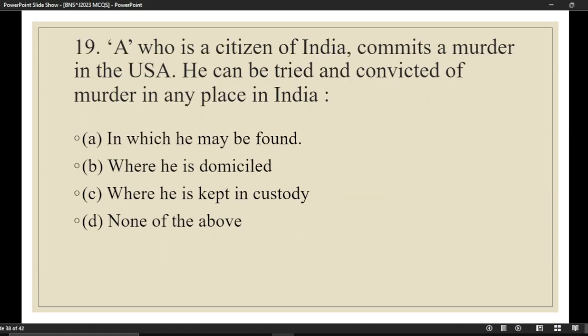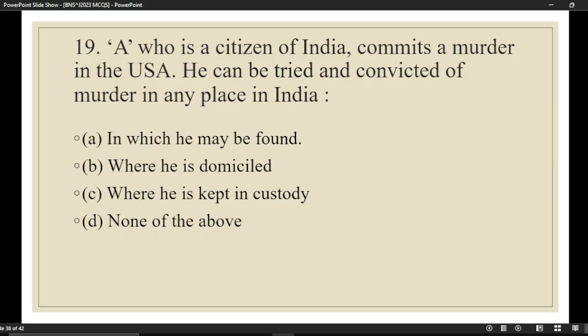The next question is: A, who is a citizen of India, commits a murder in the USA. Okay, a citizen of India has committed murder in the USA. He can be tried and convicted of murder in any place in India. So where can he be tried if we want to convict that person in India? Option A, in which he may be found. So we can try that person at any place in India where he is found. Is it option B, where he is domiciled? Is it option C, where he is kept in custody? Or is it option D, none of the above?